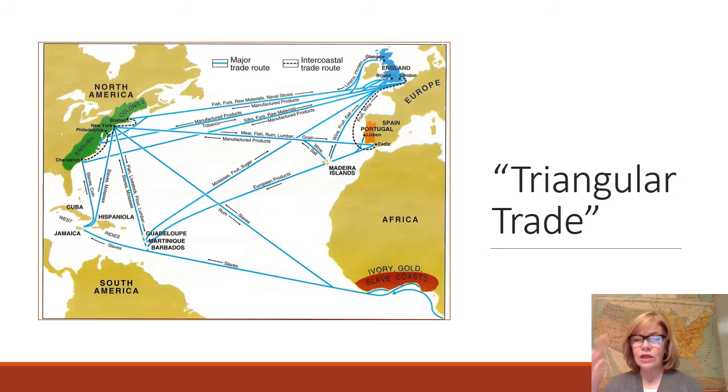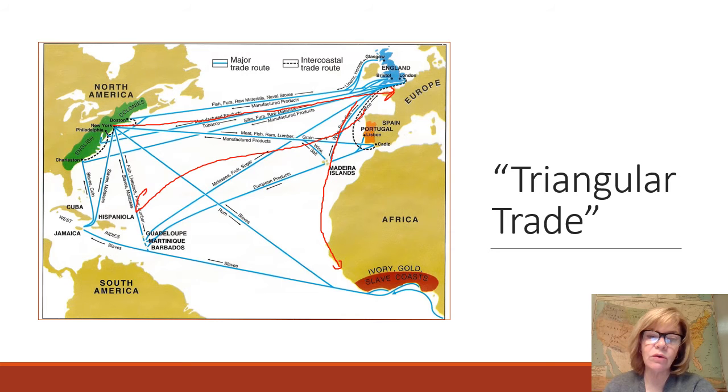Okay, so then we're going to get this triangular trade. Different things, specifically like rum, furs, and naval stores were being sent here. And then weapons and some other items would come down here, or they would go to the Caribbean.